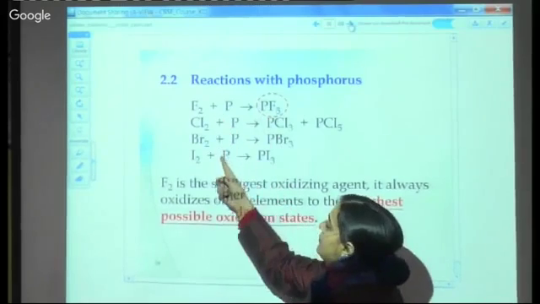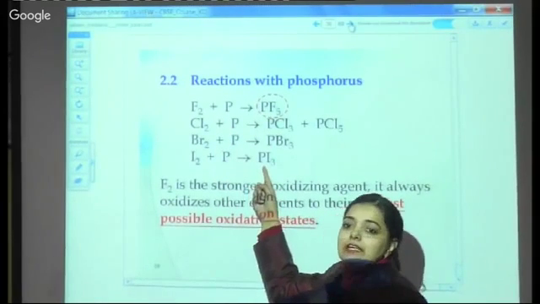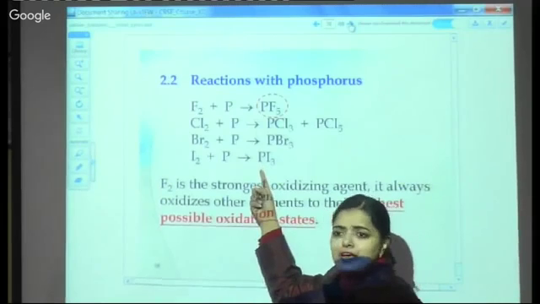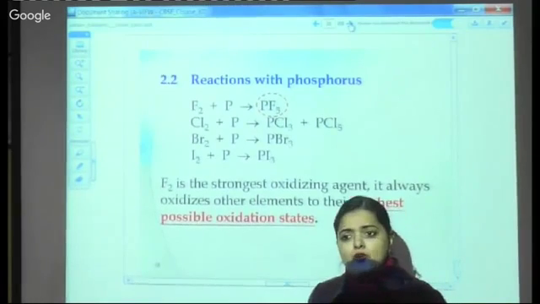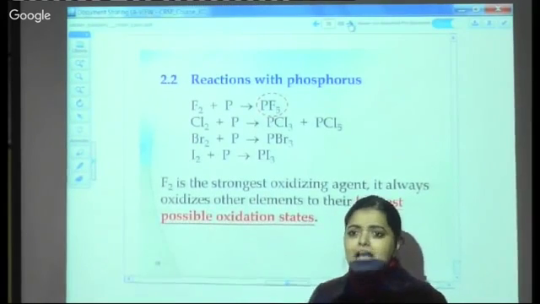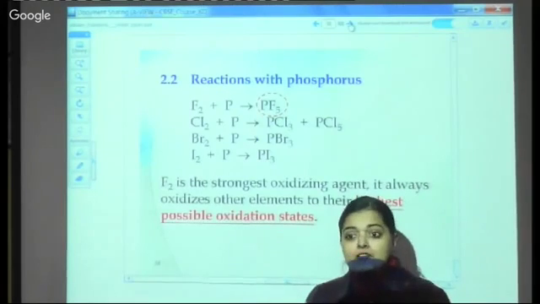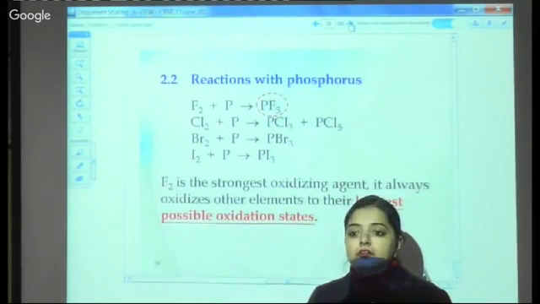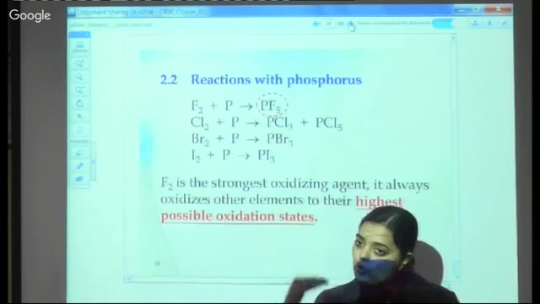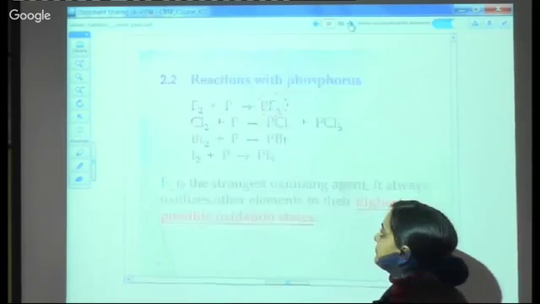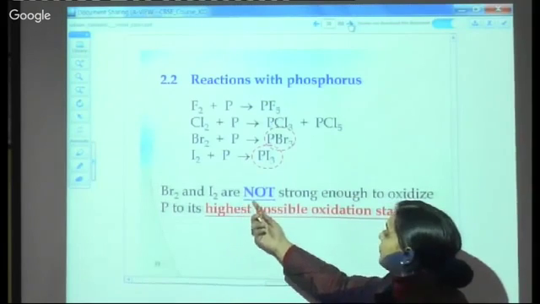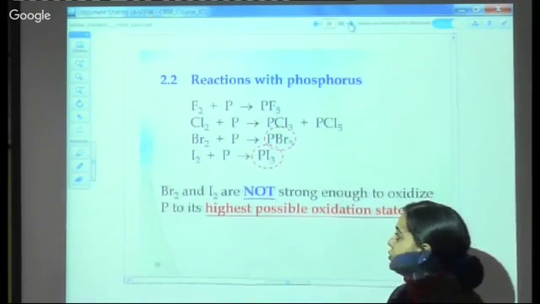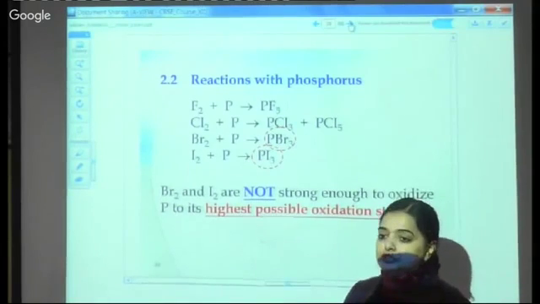As we go down the group, it goes to lower oxidation states. It won't form PI5 with iodine. Iodine will oxidize phosphorus, but not to the great extent that fluorine does. The extent will be less, so it goes to the lower oxidation state. Next slide, please. Here you can see that bromine and iodine are not strong enough oxidizing agents, so it is not going to the highest possible oxidation state. Next slide.